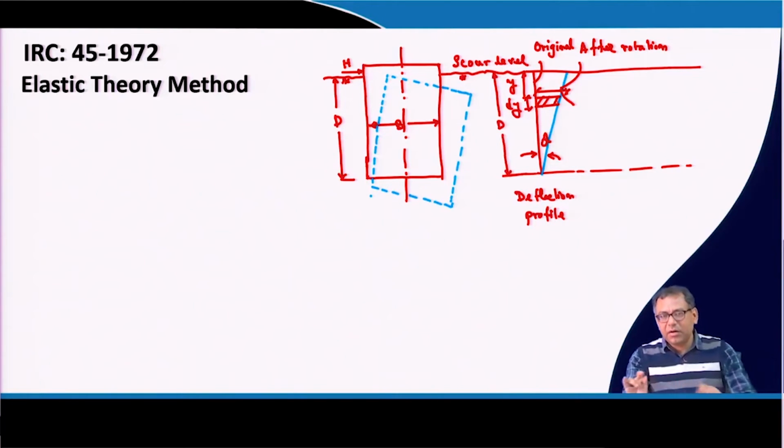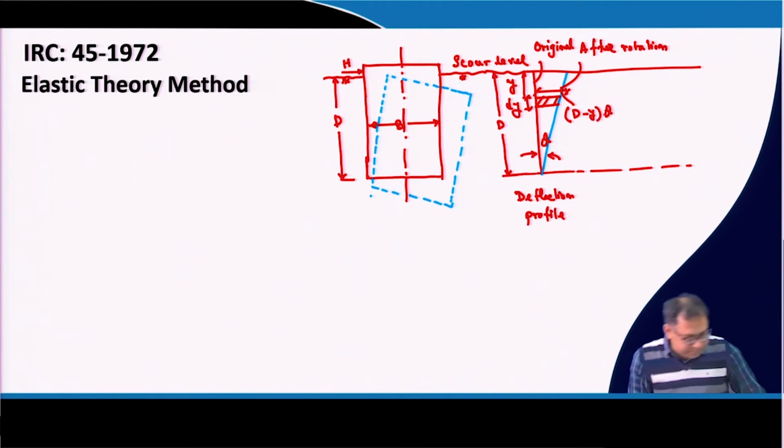Okay, so this small arc will be r theta. So, r is how much? R will be d minus y into theta, because d is the total one, y is the depth from the scour level. So, from the point of rotation to that small strip, that distance is d minus y. So the rotation is theta and the deflection will be r theta. So, r is d minus y into theta.